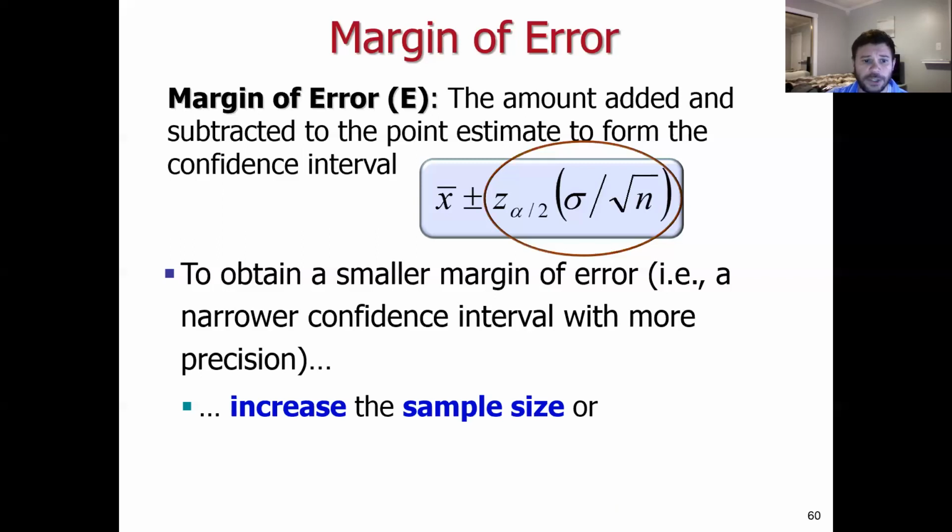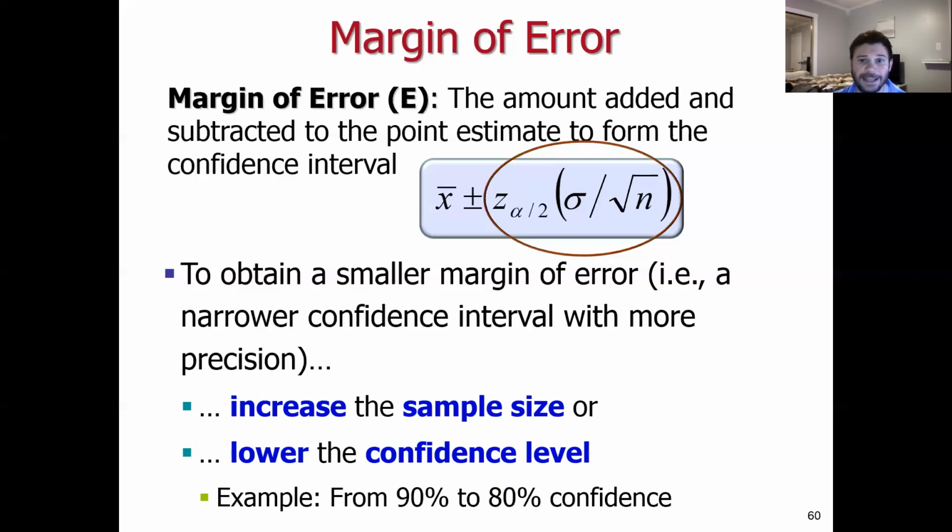The other thing that we could do is lower the level of confidence. We could drop it from, say, 90 to 80, and that would cause that z value to get a little smaller, since we wouldn't be looking at as many standard deviations away from our sample mean underneath that sampling distribution.